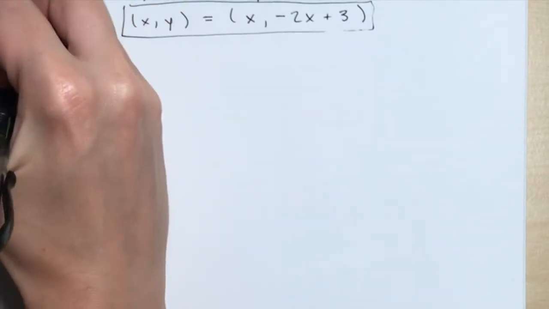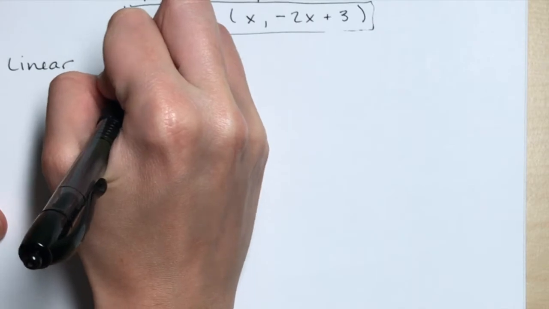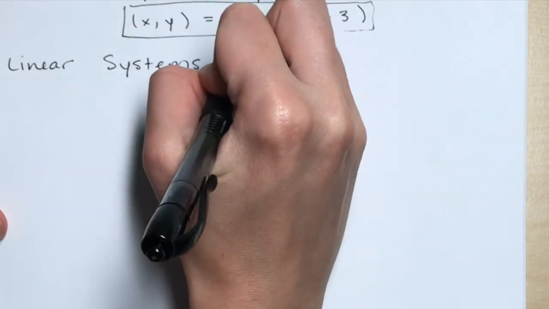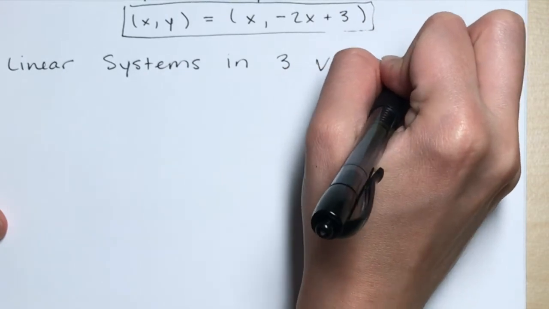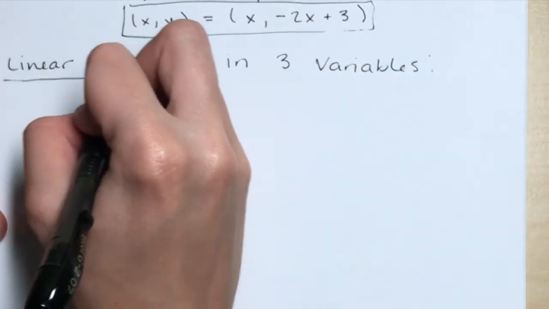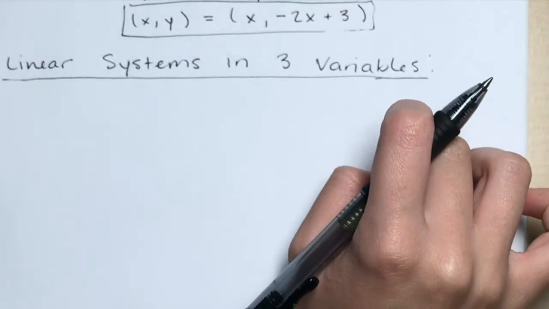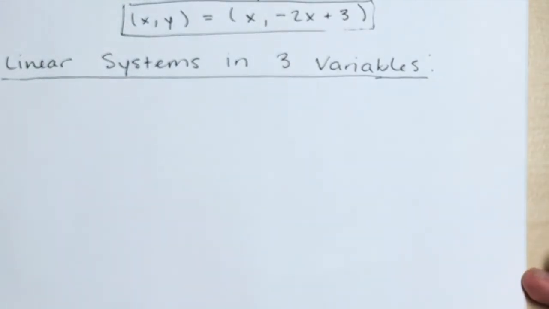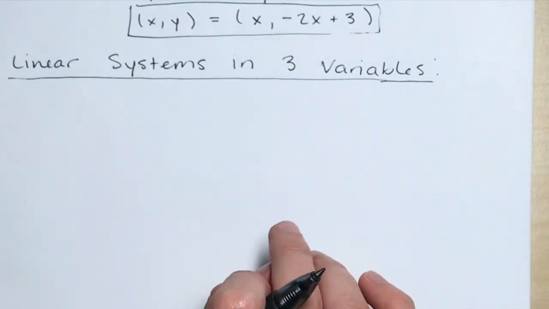Let's talk linear systems in 3 variables. Again, if we have 3 variables, we're going to have 3 equations. But don't let that overwhelm you. We're going to be able to deal with this in a very similar manner to the way we were able to deal with equations of 2 variables.